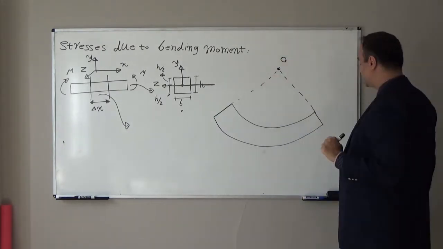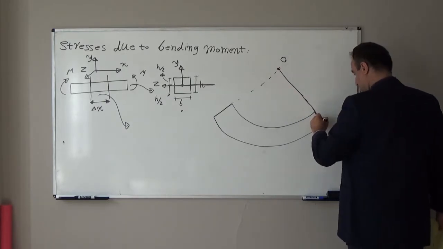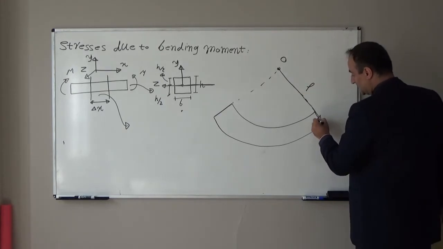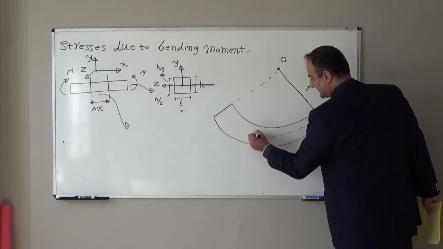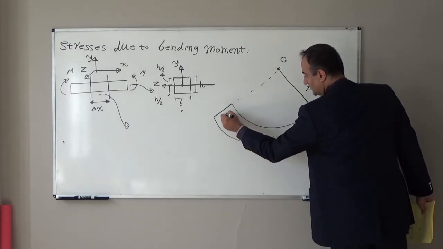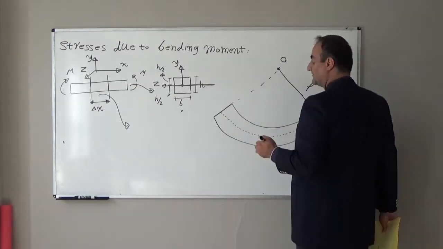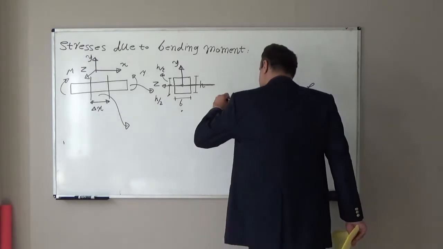This is the center of curvature. This is the radius of curvature, rho, and this is the neutral axis location. Above that we have compressive strain, below that we have tensile strain.